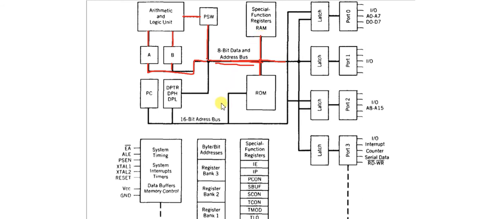Again, you can see the ports connected with the data bus. So the port is connected with the edge of the data bus, and this is also connected with the RAM. Here you can see that this is the special function register RAM. So now we have to study in detail the memory map.